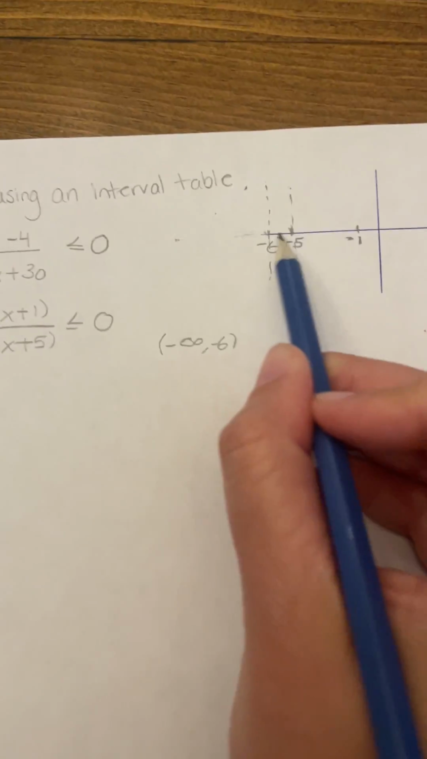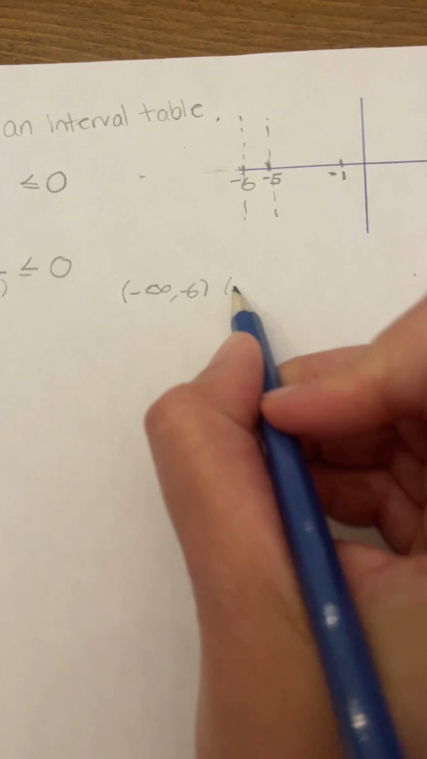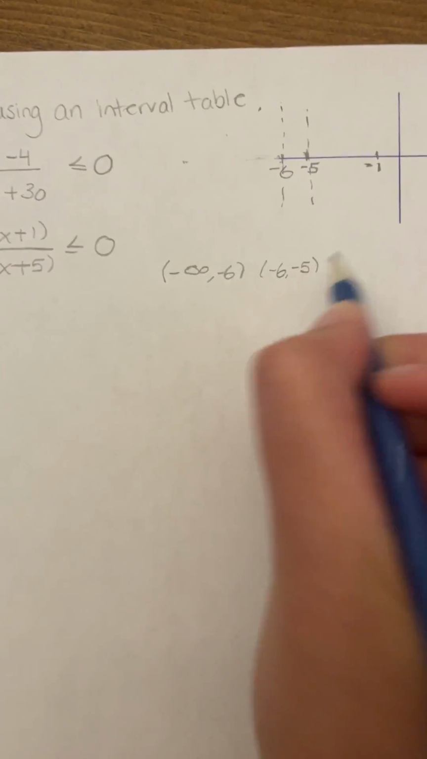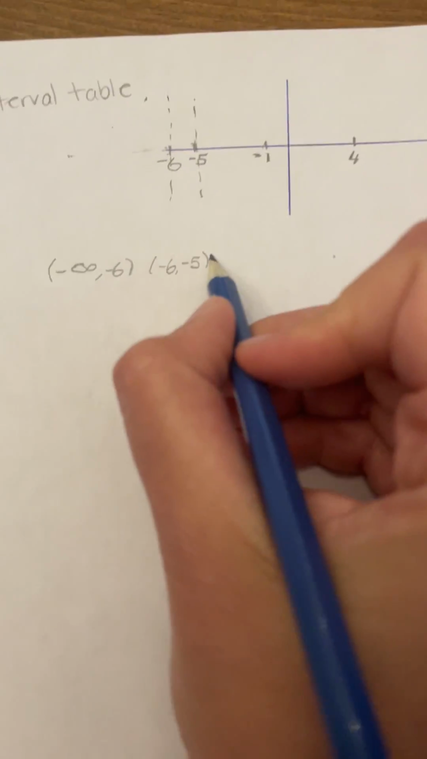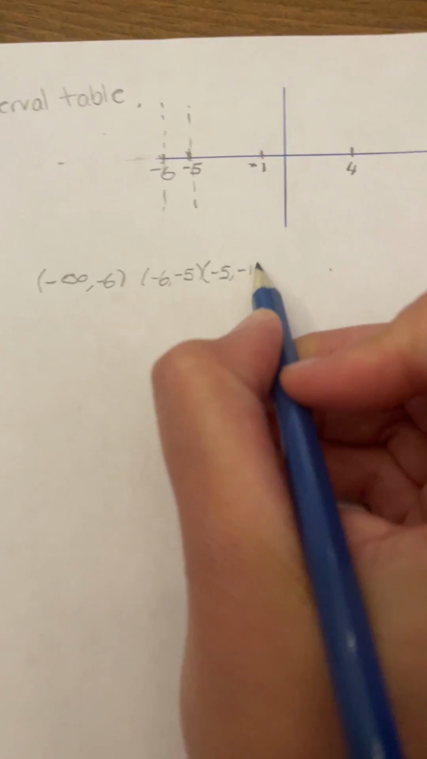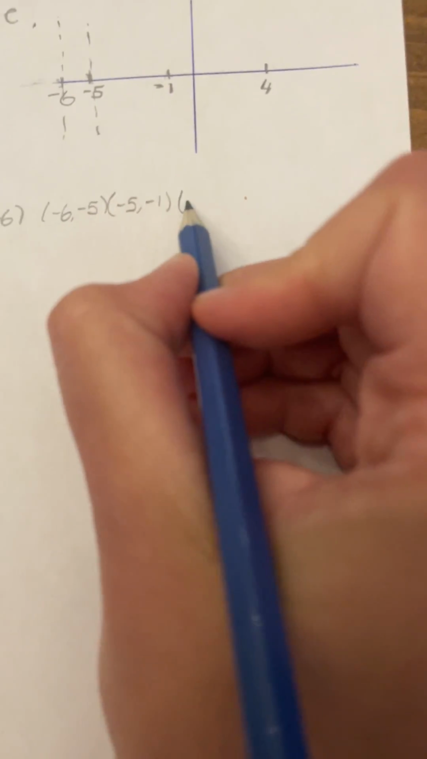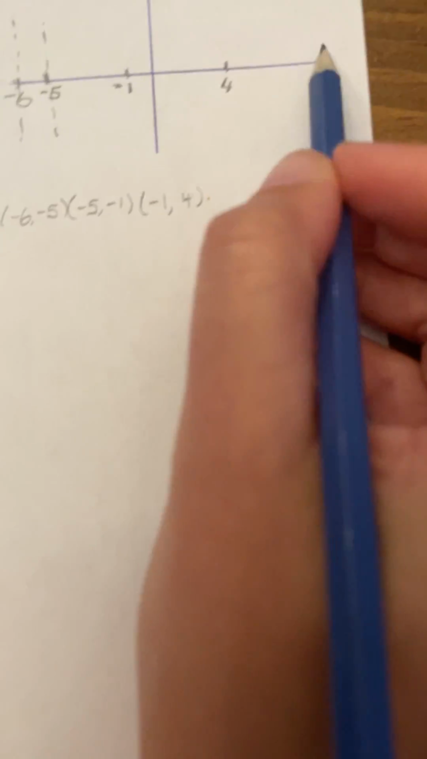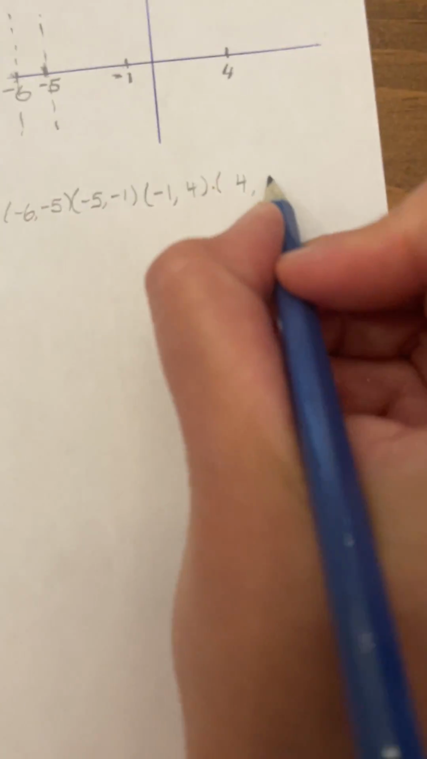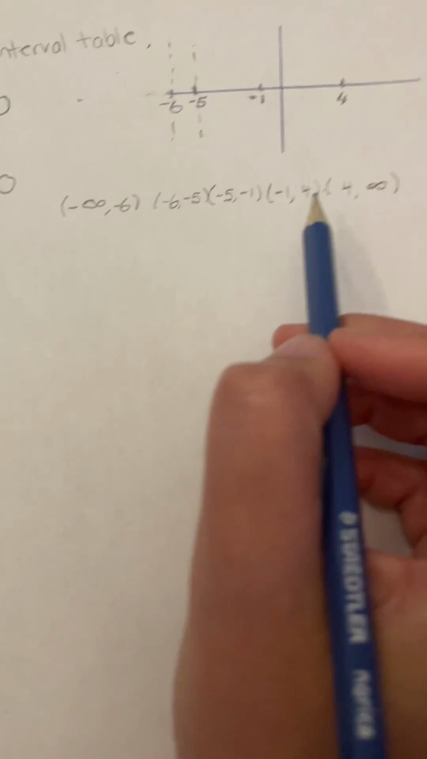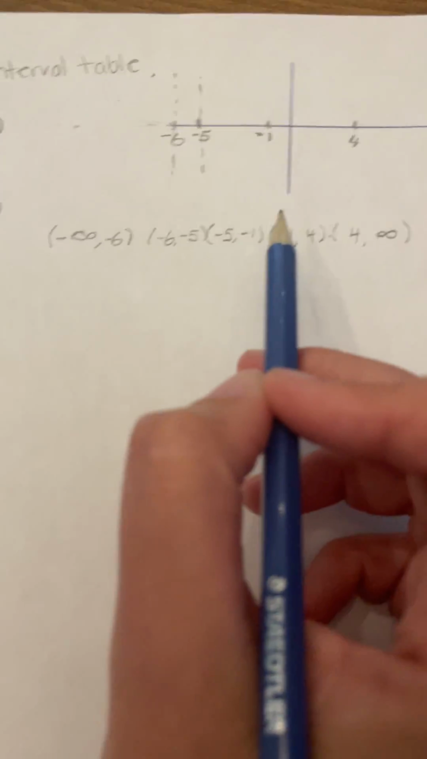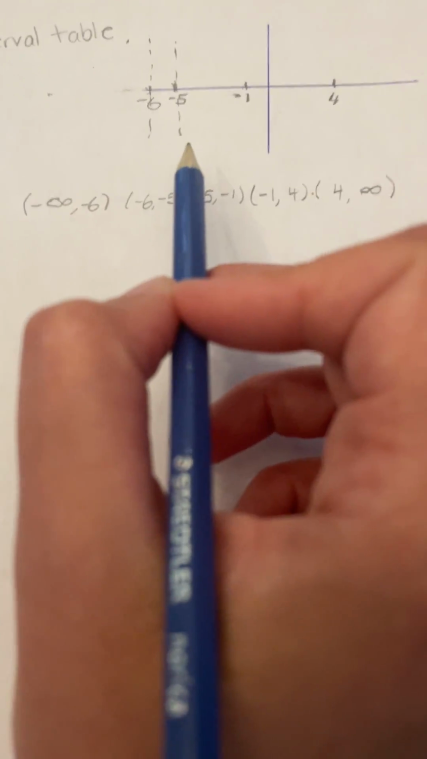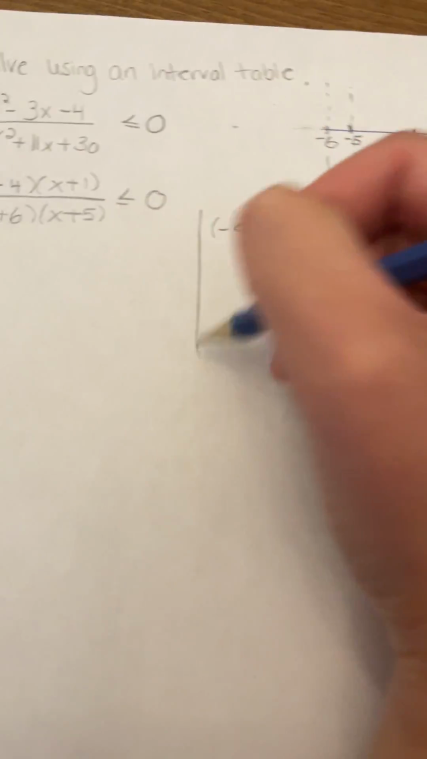My second interval happens between -6 and -5. My third one is from -5 to -1. Then from -1 to 4. And then from 4 to infinity. I want to know all of these spots if it's going to be above 0 or below 0, above the axis or below the axis. So here's how I set up my chart.